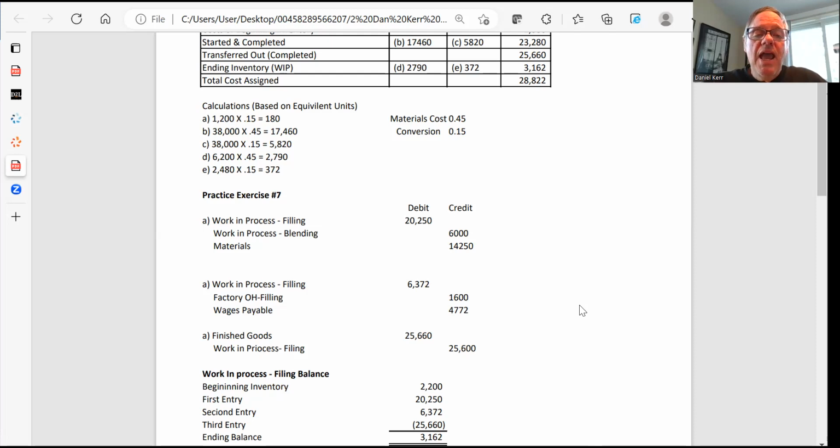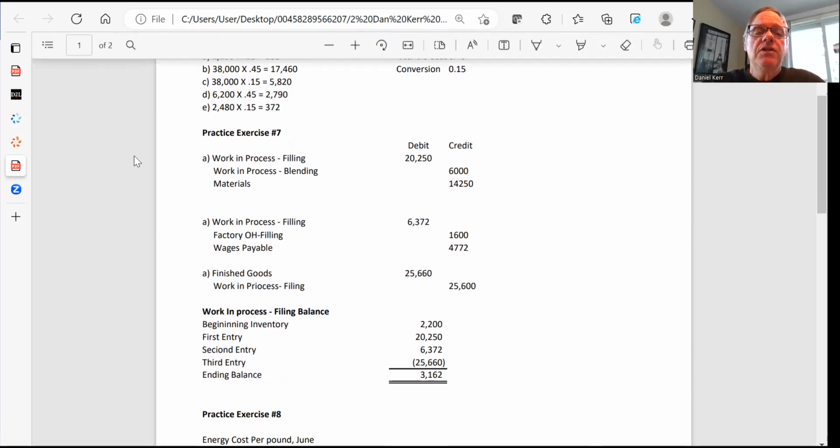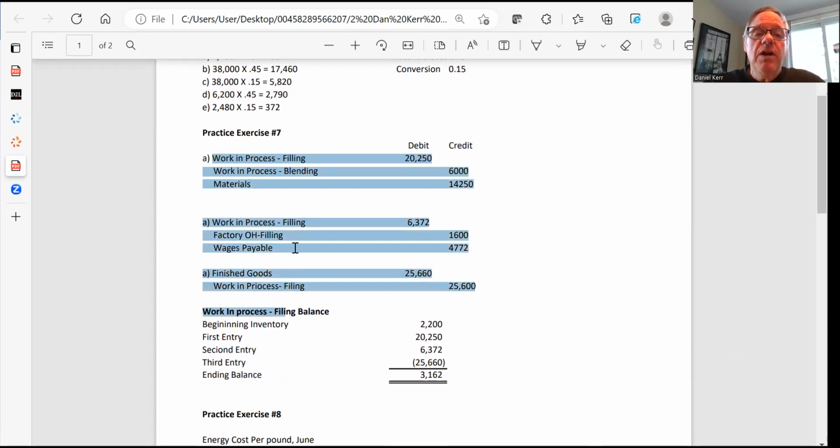And then also in A, finishing up, you had goods costs transferred out of the filling department into finished goods of $25,660. So that's a debit to finished goods and a credit to work in process filling. So those are my three journal entries. The first one shows the transfer of costs and the materials. The second one is the conversion costs. And the third one is the transfer out of work in process into finished goods at $25,660.